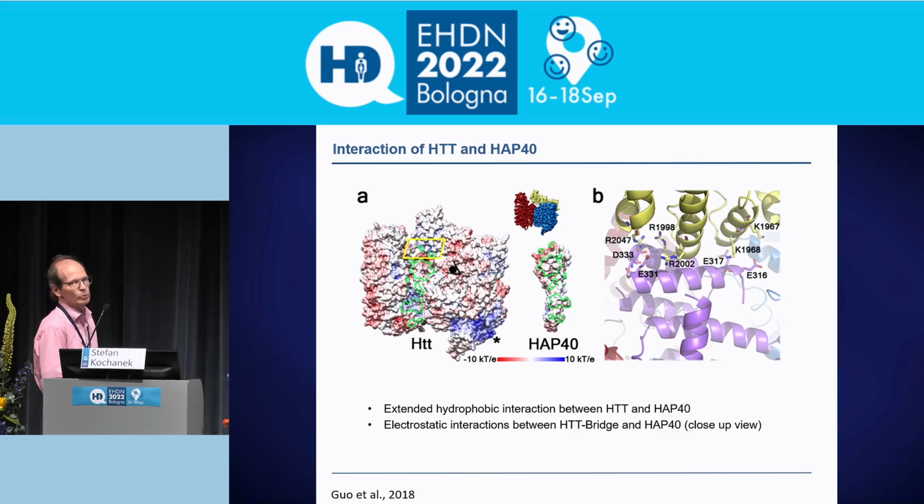There are basically two types of interaction. Over a very large extended area HAP40 interacts, like an open book view, mainly by hydrophobic interactions with Huntingtin and with these two domains. And then in addition, we have an interaction of HAP40 with the bridge domain by electrostatic interactions. So we have negative amino acids here on the HAP40 side and positive amino acids here on the Huntingtin side.